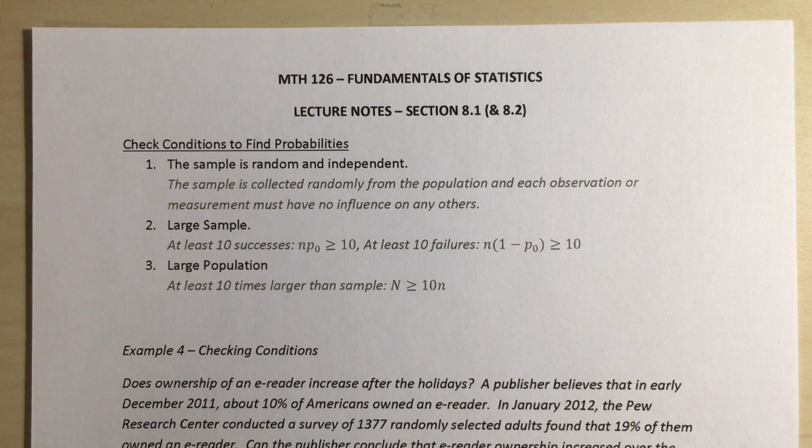Right, so our other part of step 2 for our hypothesis testing procedure is going to be to check our conditions to find our probabilities. So these conditions should look familiar. Our sample is random and independent. We have a large enough sample. We have a large enough population.